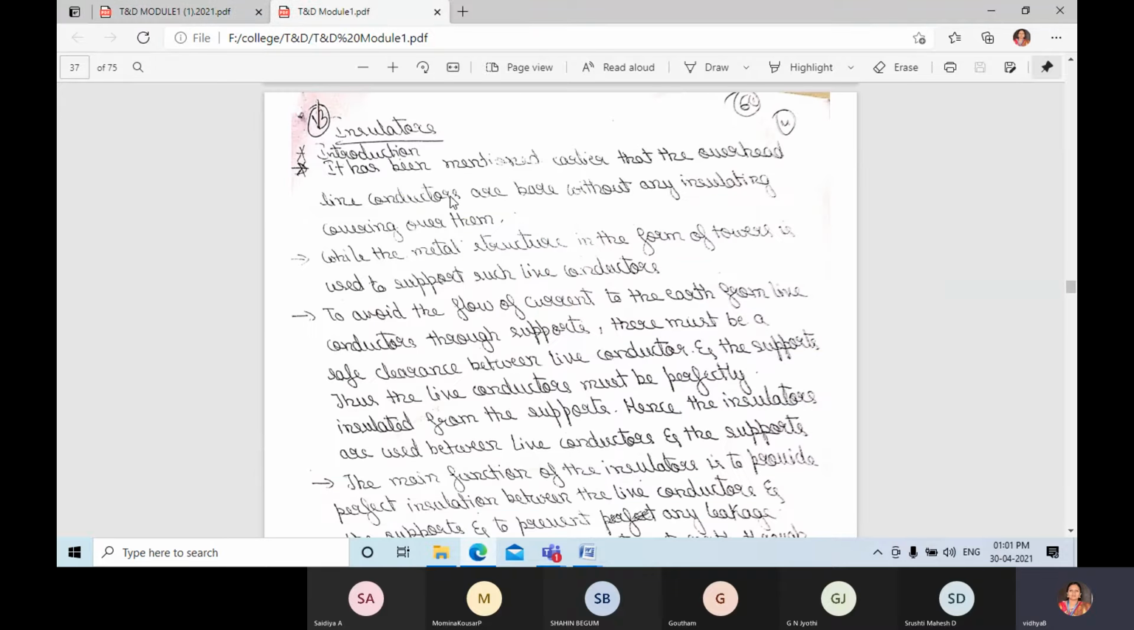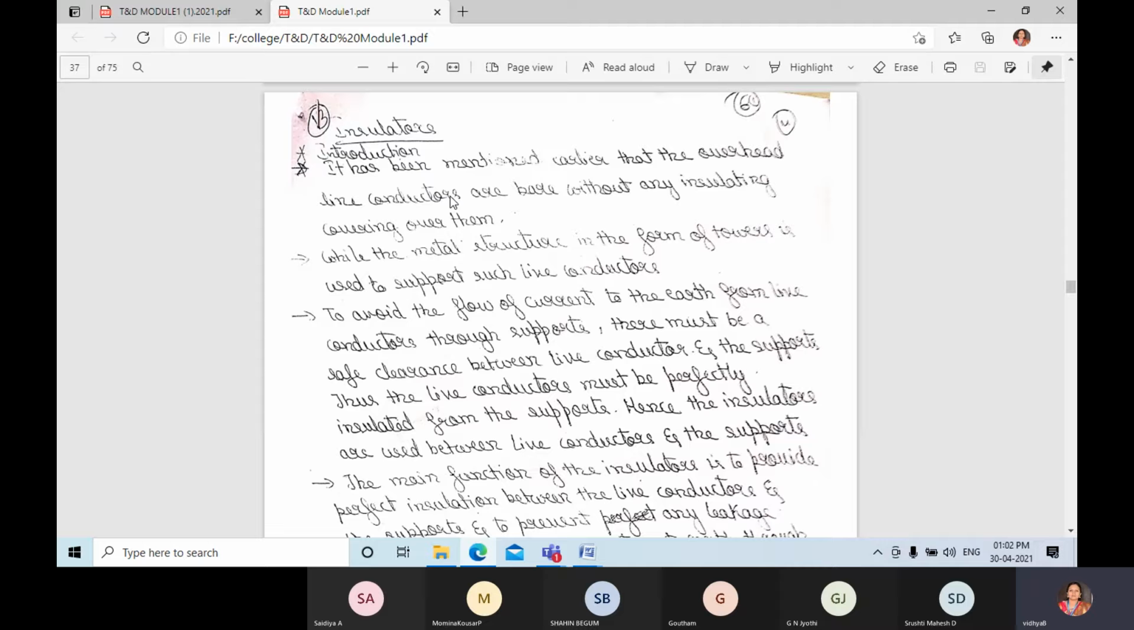It is there to avoid the flow of current to the earth. For example, if any higher current flows in the conductor, that should not affect the whole system and should not shut down the whole system. So to avoid the flow of current to the earth from the live conductor through the supports, there must be a clearance between the line conductor and the supports. So live conductors must be perfectly insulated.